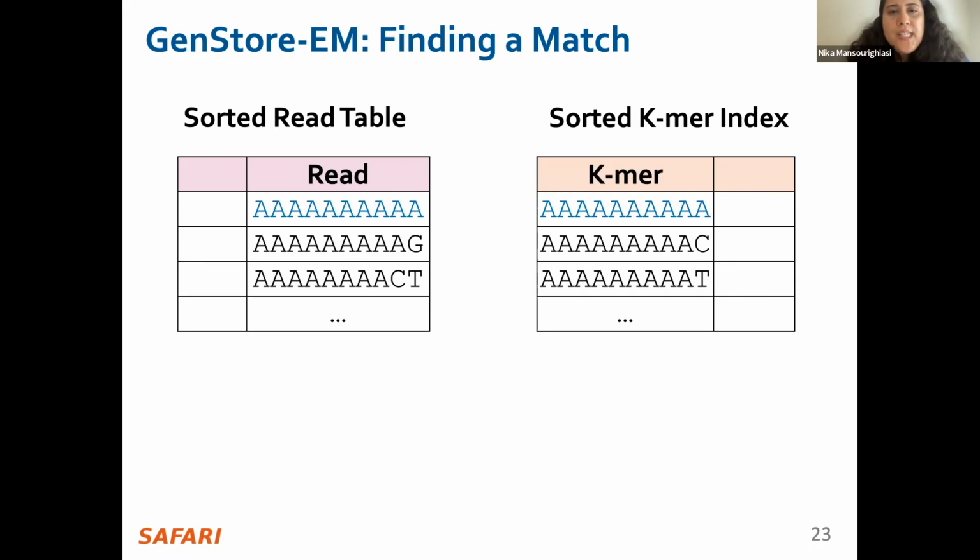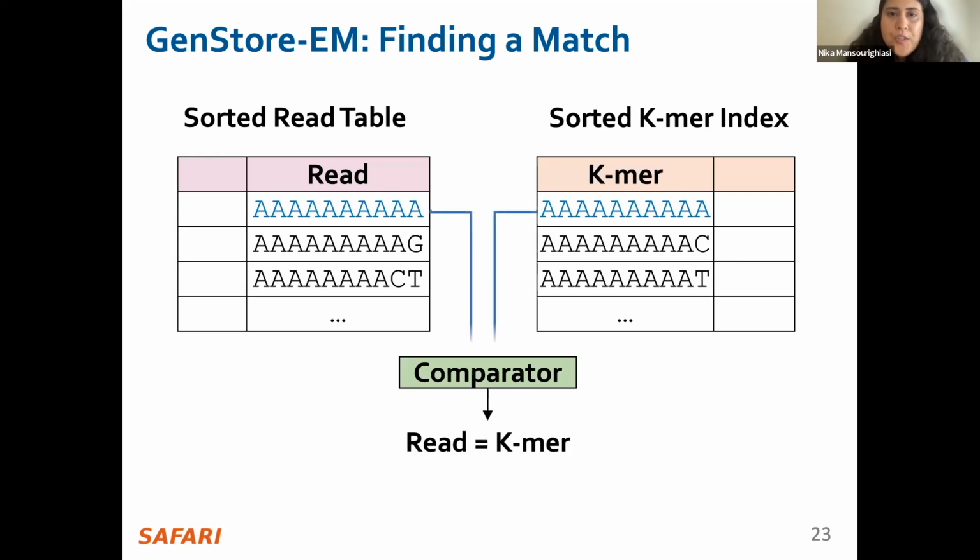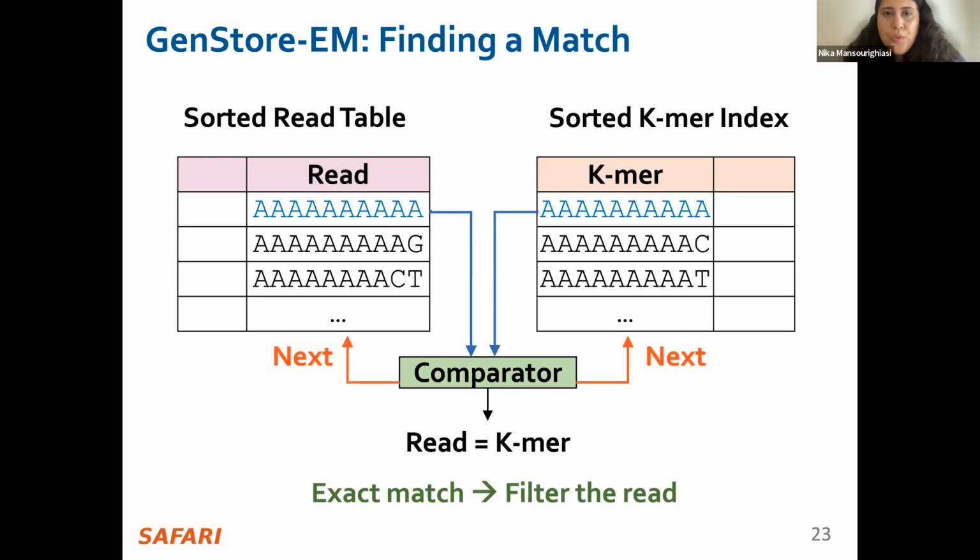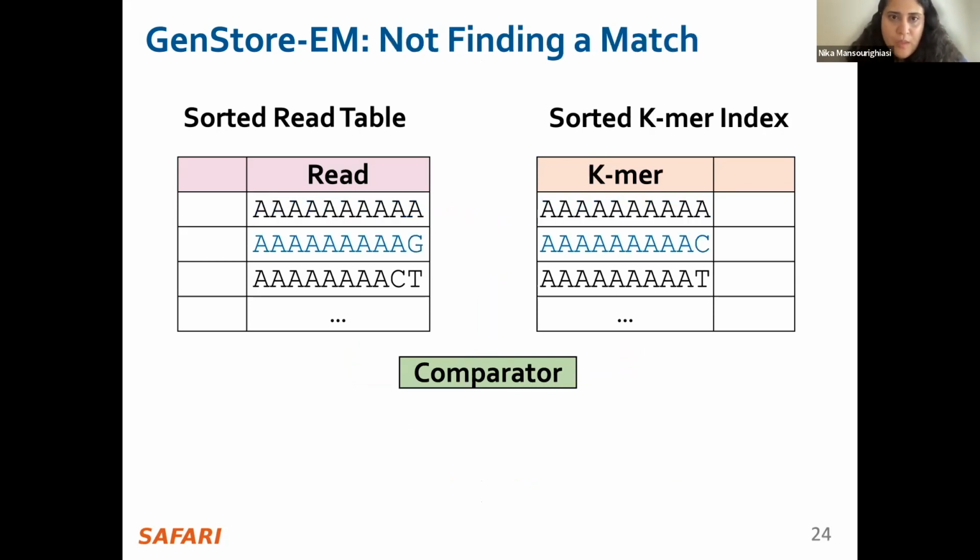We sequentially scan through these data structures in 3 different ways based on the comparison result of the current read and k-mer. First, when the current read and k-mer are identical, we record the read as an exactly matching read that can be filtered from the further read mapping process, and then we move to the next element in both arrays.